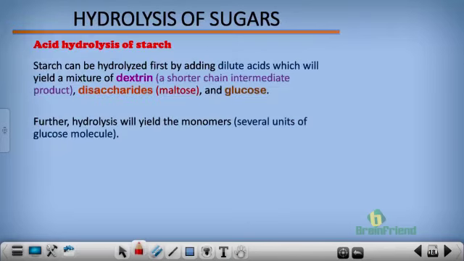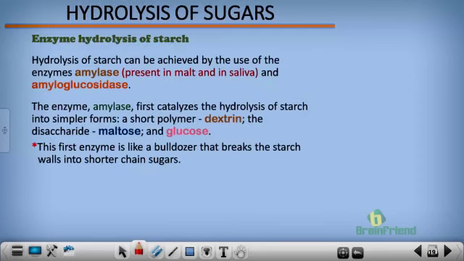So quickly, let's look at what acid hydrolysis means. Starch can be hydrolyzed by adding dilute acids, which will yield some intermediates such as dextrin, disaccharides, and glucose. Now, further hydrolysis of these intermediates would finally yield the monomers, which are several glucose molecules. Enzyme hydrolysis of starch.